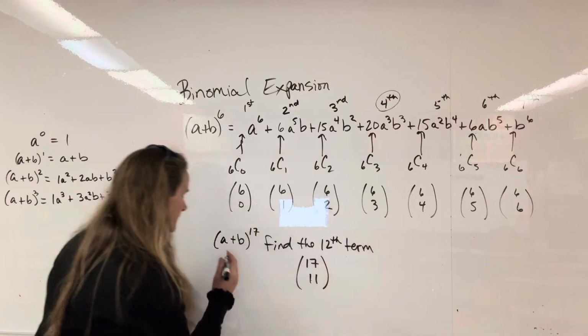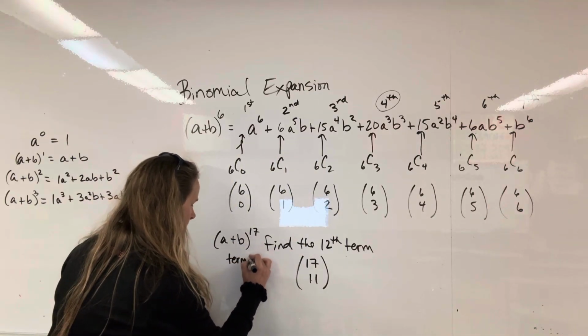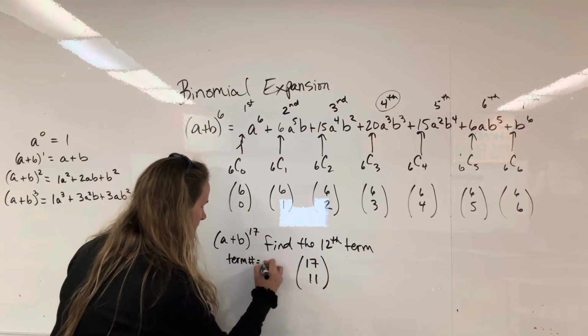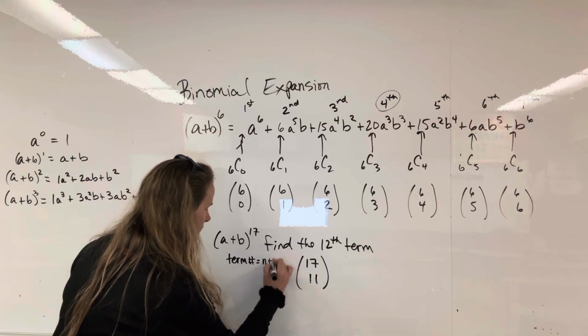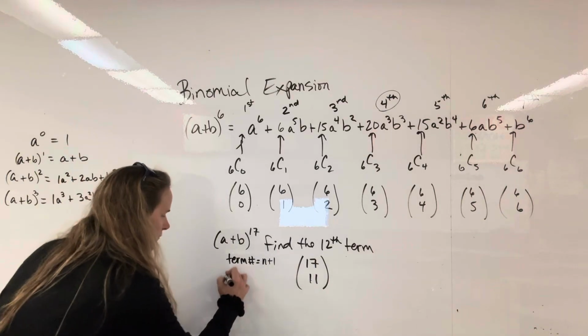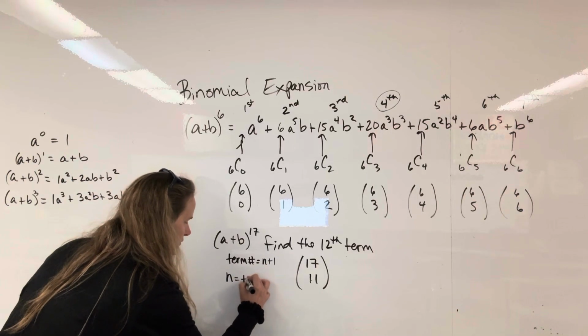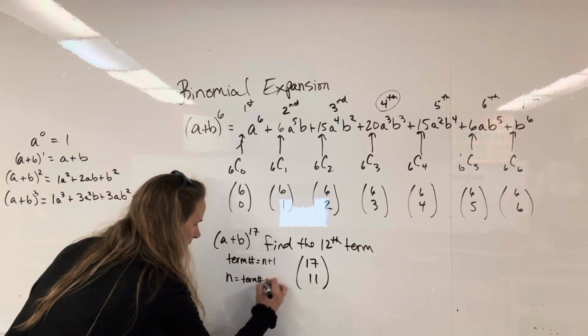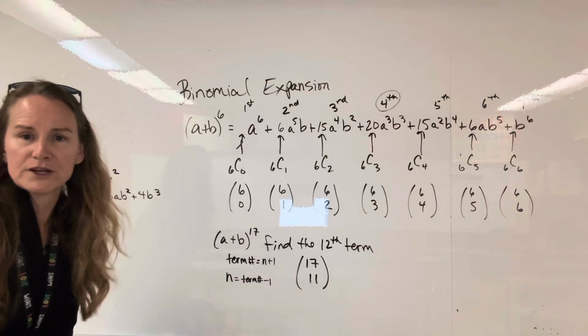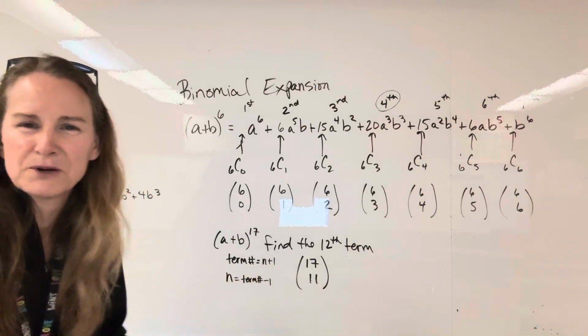So let's put this over here. Term number is always equal to n plus 1, right? Or you can write n is always your term number minus 1. I don't know which one would make more sense to your brain, so we'll have both of those. Good thing to put in your notes.